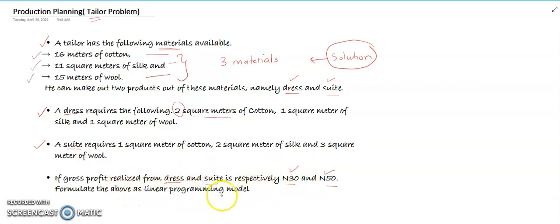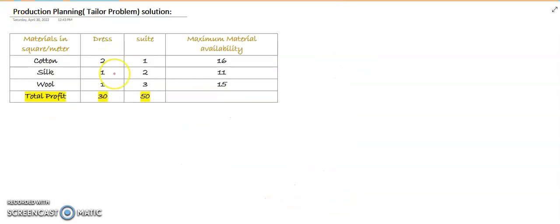Why do we have to make that effort? Because when you solve this linear programming model, we will get an ideal solution, which will suggest how many units of dress to produce and how many units of suit to produce, which will generate the maximum profit for the tailor. So from the problem, we have made the table.